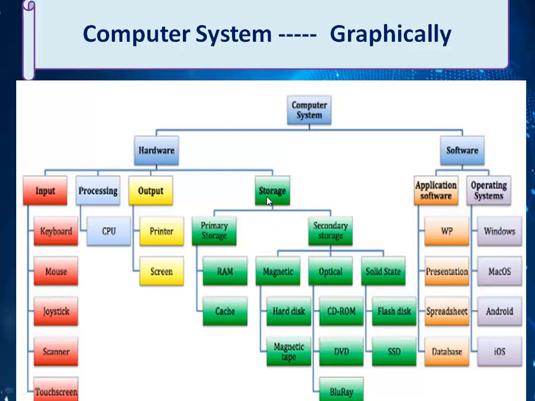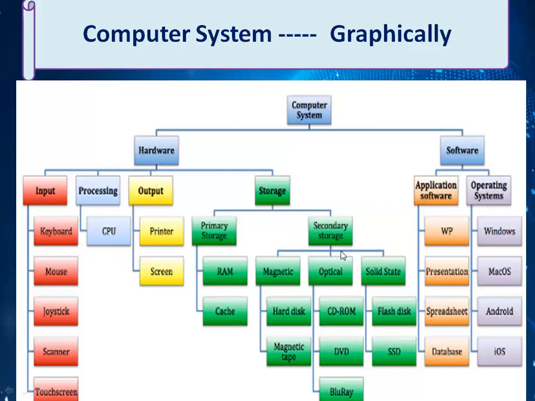Then we come to the storage hardware. Storage hardware is used to store your results, your data, and your memory in two forms: primary storage and secondary storage. The primary storage is also called the main storage and the main memory. It can be classified into RAM, ROM and cache memory. This is the primary storage which is used to hold your data temporarily. Then we have secondary storage.